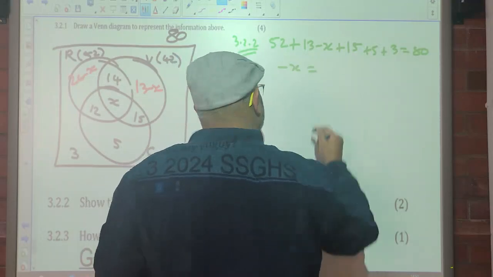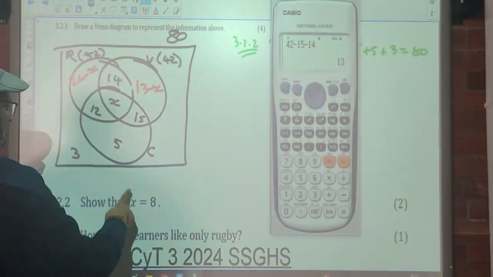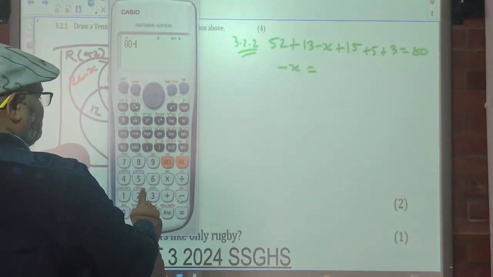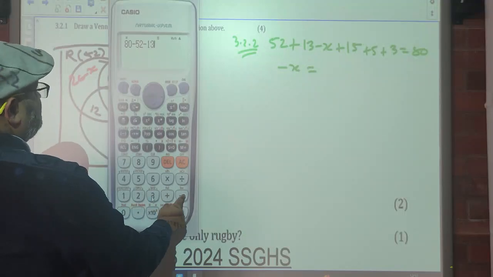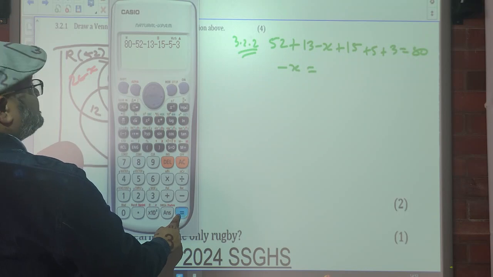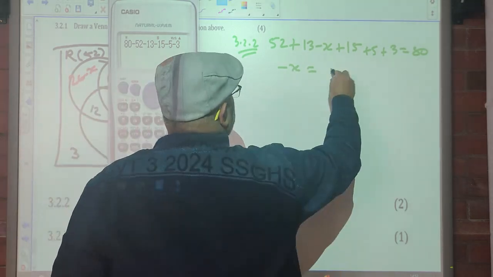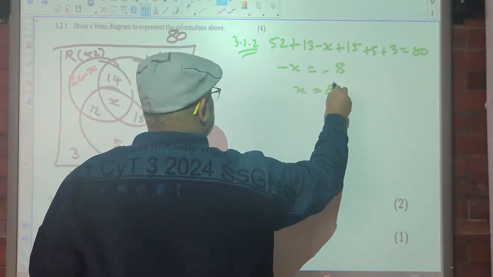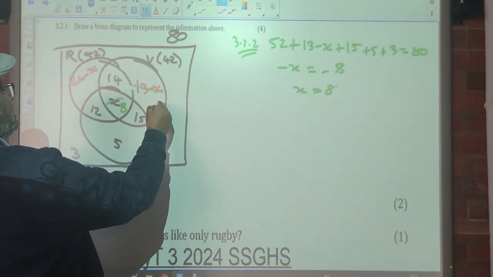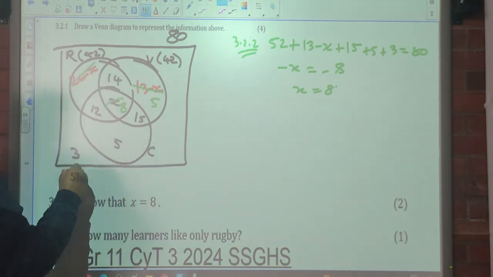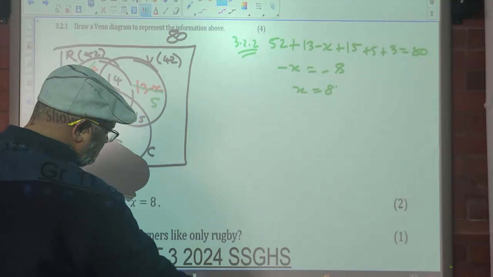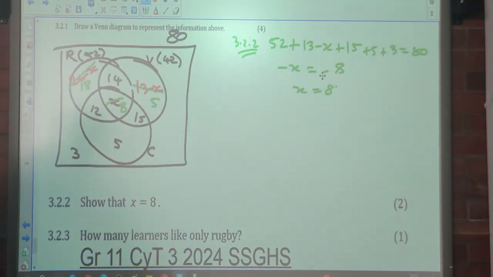So minus x equals 80 minus 52 minus 13 minus 15 minus 5 minus 3, which is negative 8. So x equals 8. Which makes this 8, and 13 minus 8 is 5. Adding it all up gives you 80. Is that correct? Okay, yes?